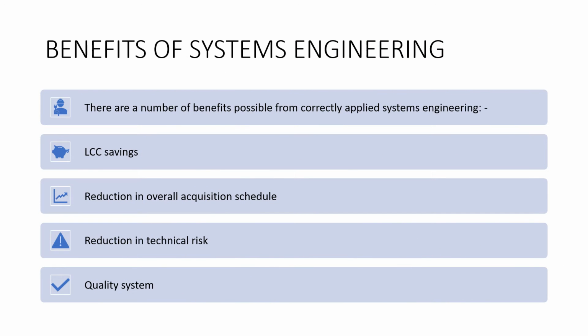In this slide, we can see the benefits of system engineering. We can get a large number of benefits from system engineering if we apply all the concepts of system engineering properly. The life cycle cost can be reduced by system engineering if we apply all the concepts while designing a system. There will also be a reduction of time schedule in order to complete the system, and the reduction in technical risk is also possible by system engineering. We can improve the quality of the system also.